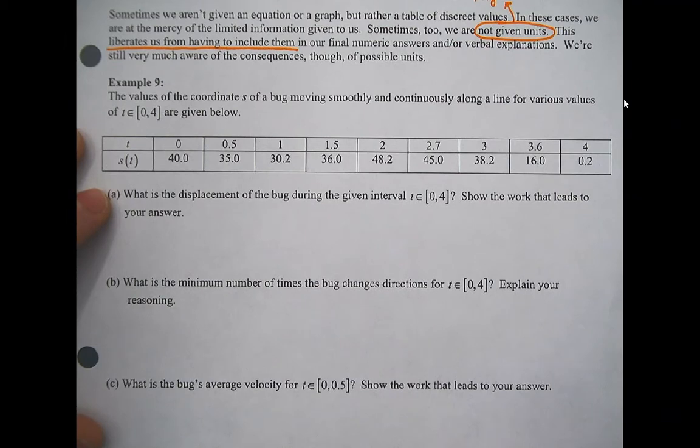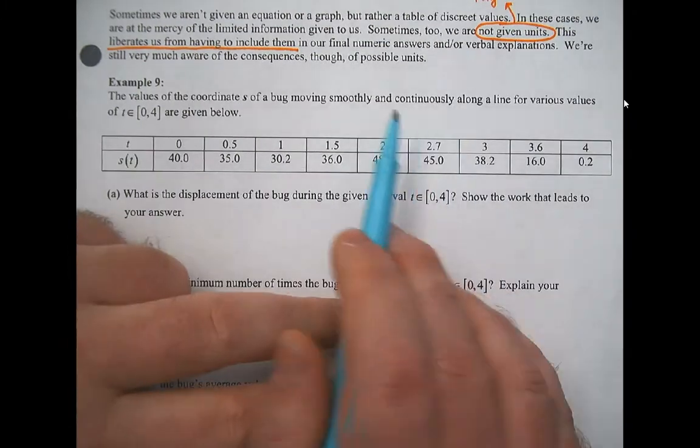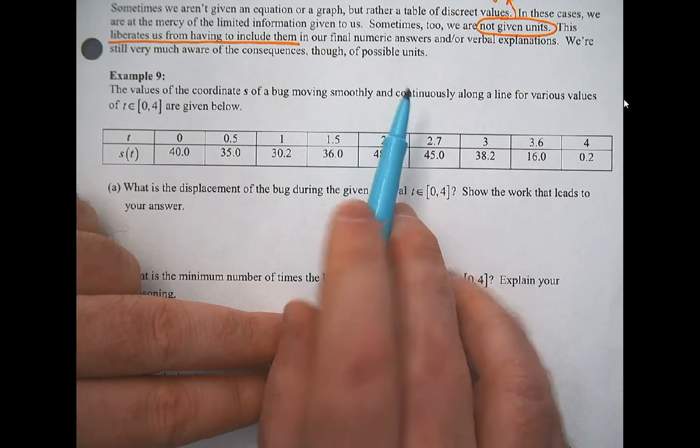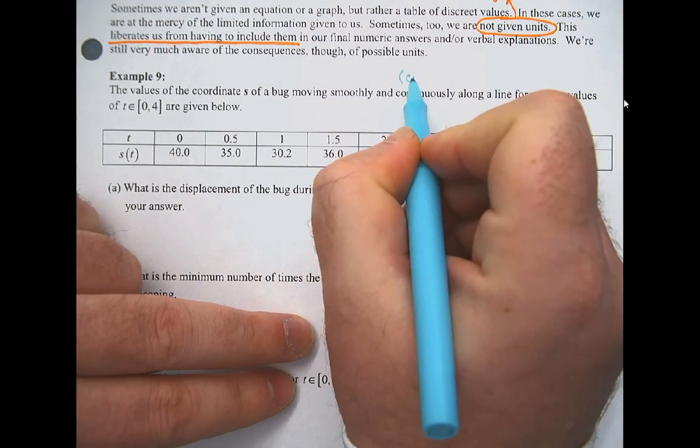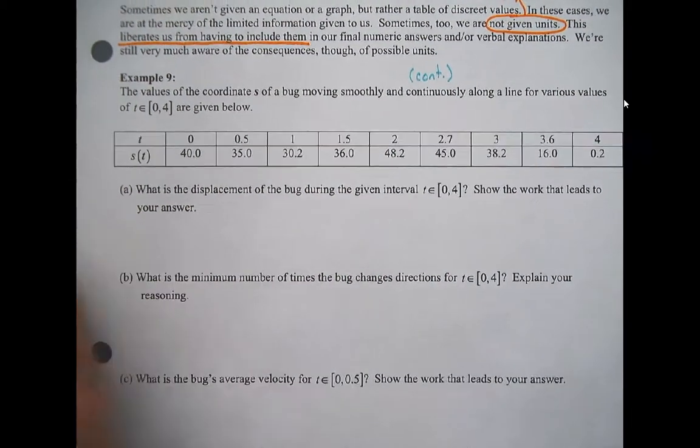The values of the coordinate S of a bug moving smoothly and continuously along a line for various values of t as an element of 0 to 4 inclusive are given below. So as always, the best skill in this class is the ability to annotate the way they say it and what it means. If my function is moving continuously, well, that means that my function is continuous. Now, on the other ones, we didn't really need to worry about that, because when I'm given a graph, I can just look to see if it's continuous. And if I'm given an equation, I can look at the family of functions that it belongs to and understand whether or not there's any continuity.